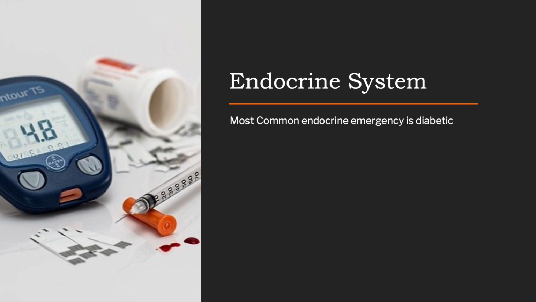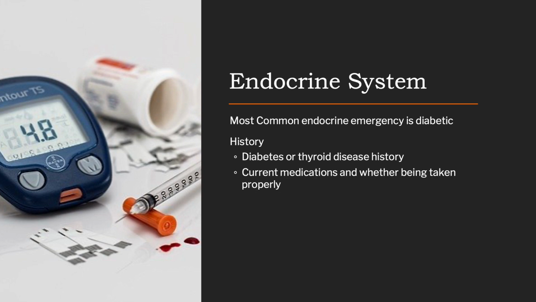Most common endocrine disorder that we're going to deal with in the field is diabetes. Some of the other ones that fall under this are things like hypo or hyperthyroidism, Addison's disease, stuff like that. However, the one that we see the majority in the field is diabetes. So get a good history. Do they have any diabetes or thyroid history? Do they take current medications, and are they taking them properly?